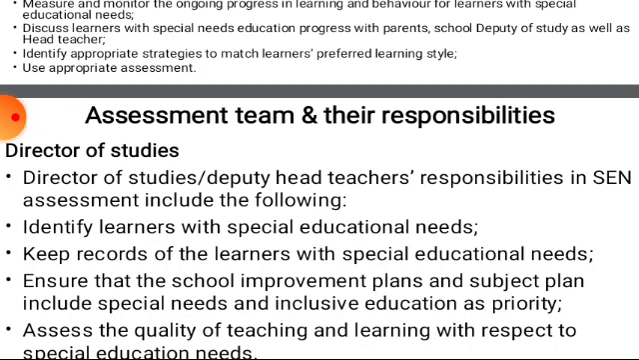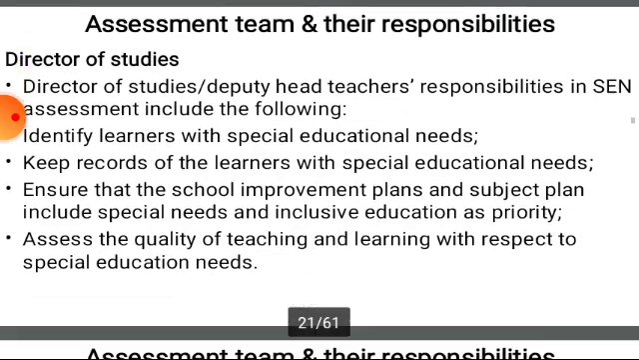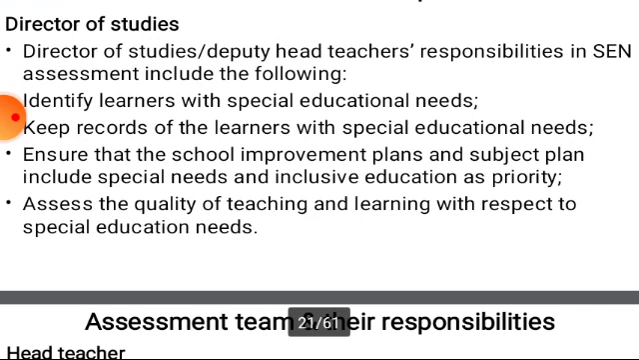Let's stress this point. Ensure that the school improvement plans and the subject plan include special needs and inclusive education as a priority. Assess the quality of teaching and learning with respect to special education needs.